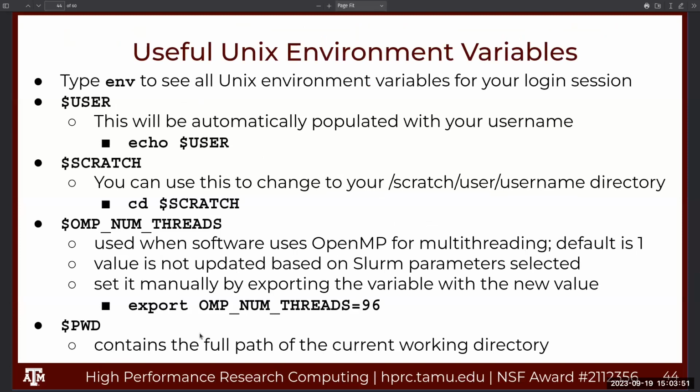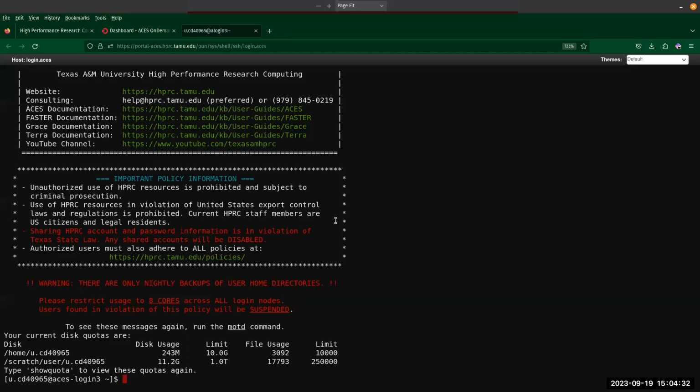These are standard. User and Scratch, and home is not here, but these are variables that are populated when you log in. Your user is actually your username. Scratch is a path to your Scratch directory. We mentioned OMP num threads earlier. Sometimes you have to set that if your software uses that variable. You can also get your present working directory.